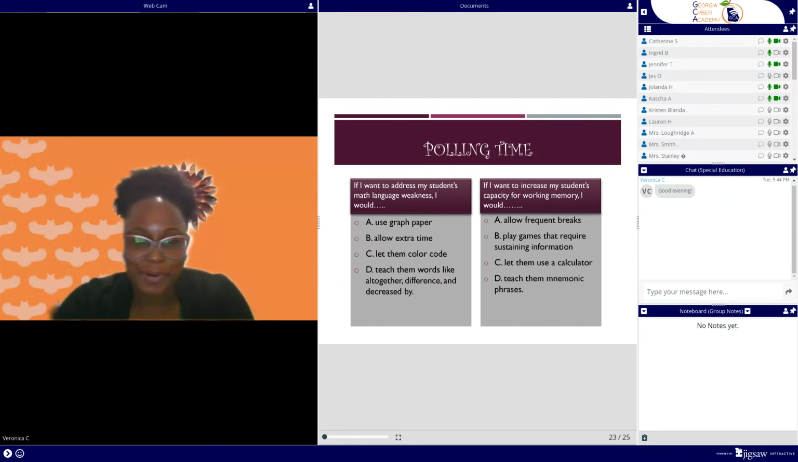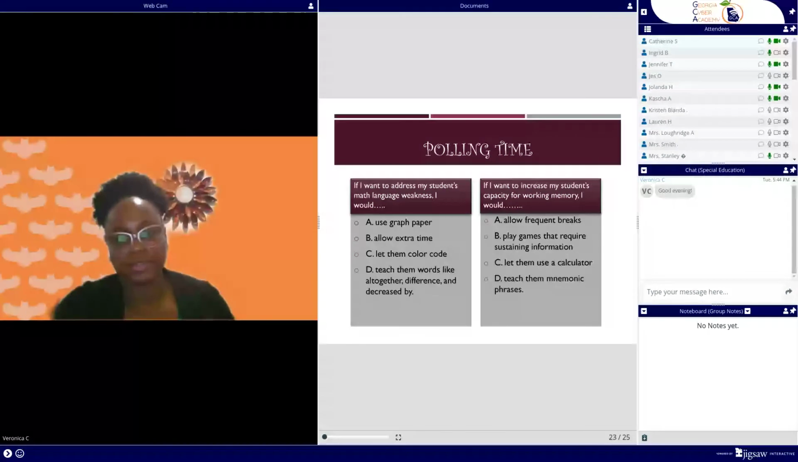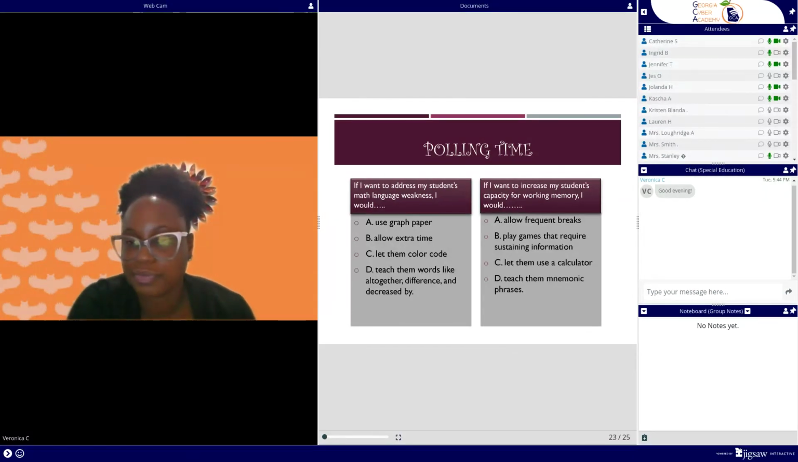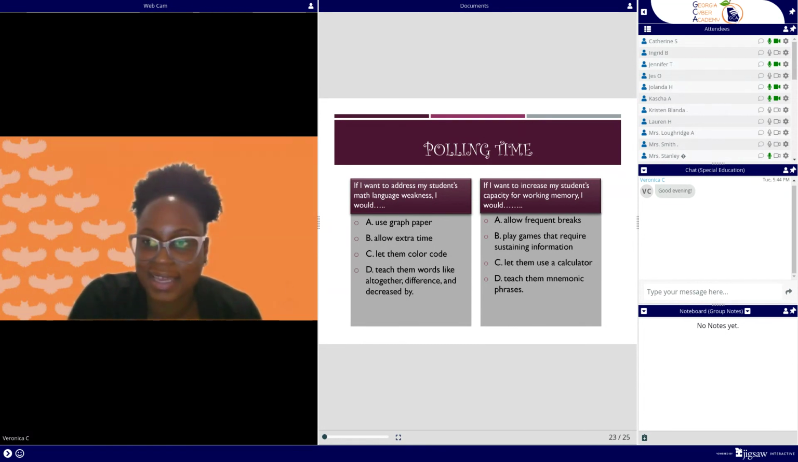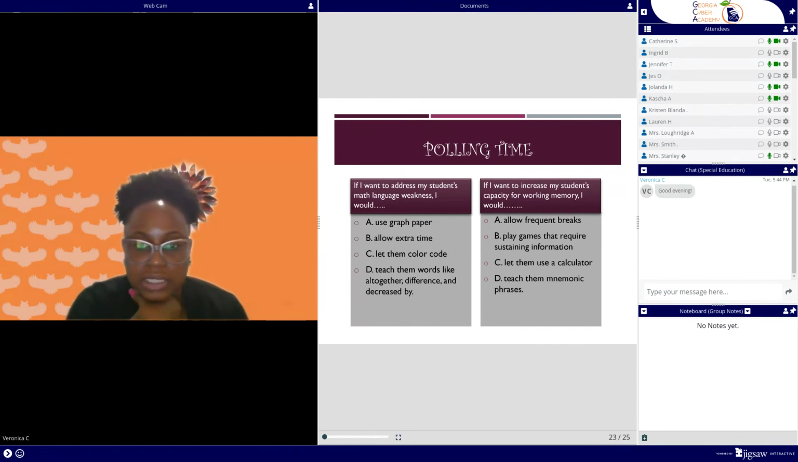So another poll: if I want to address my students' math language weaknesses, what could I do? Would I use graph paper, allow extra time, let them color code, or teach them words? If I want to address their math language weaknesses.